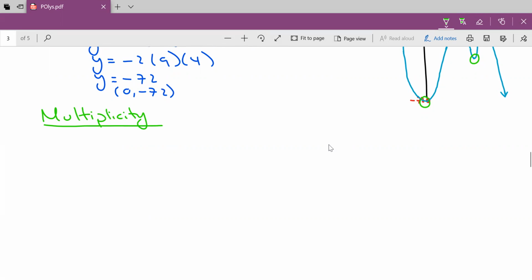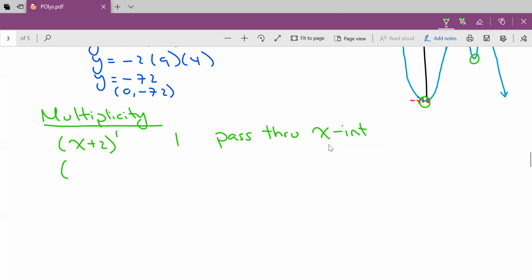So if I had a factor of x plus 2 to the exponent 1, my multiplicity is 1. What your graph does is it just goes straight through the x-axis. So your graph will pass through the x-intercept.